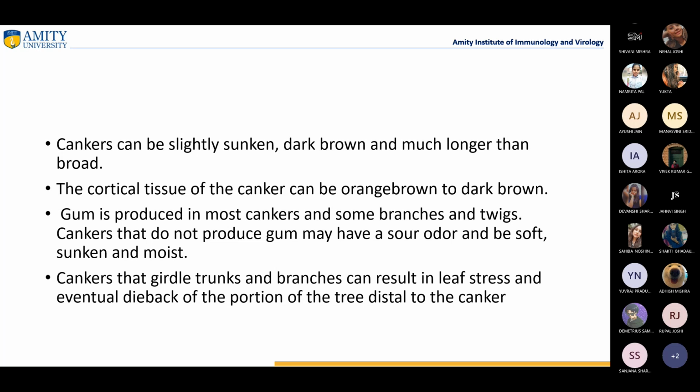Gum is produced in most cankers and some branches and twigs. Some cankers do not produce gum. They may have a sour odor and be soft, sunken, and moist. Cankers that girdle trunks and branches can result in leaf stress and eventual dieback of the portion of the tree distal to the canker. So this is the outcome of the cankers which are caused by bacterial pathogens.